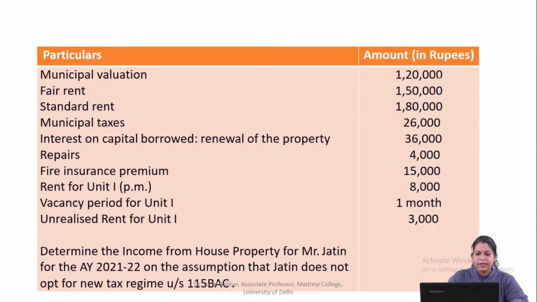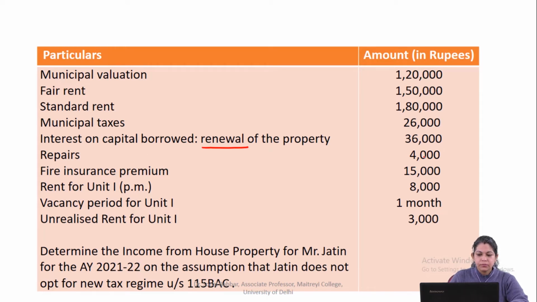Municipal valuation 1,20,000. This is for the full house. Since there are two units of equal size, municipal valuation will be divided into two, and for different units it will be taken accordingly. Fair rent is again given for the full house. Standard rent given for the full house. Municipal taxes 26,000 paid for both units. Interest on capital borrowed, renewal of the property 36,000. Since the capital has been borrowed for the purpose of renewal of the property, the maximum limit is 30,000 rupees in case of a self-occupied property, self-occupied unit.